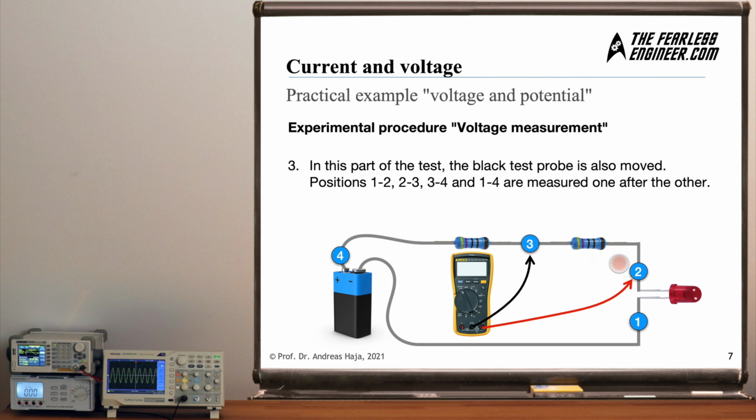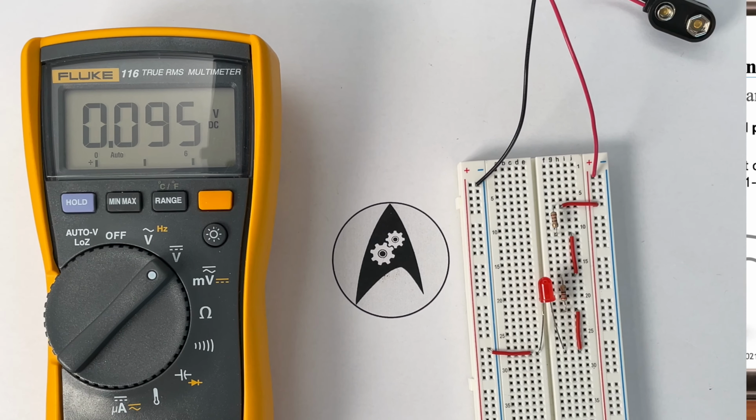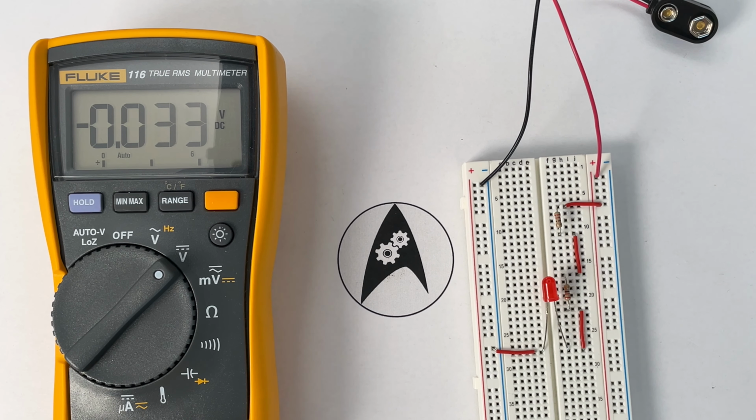And in order to do so, we connect the red probe to position number 2 and the black probe to position number 3. And using the multimeter, we then will be able to measure the voltage drop across this resistor here. We're also going to do this for the LED and for the first resistor, and also, of course, for the battery. Okay, so before we start with the actual measurement, let's quickly look at the setup of the circuit board here.